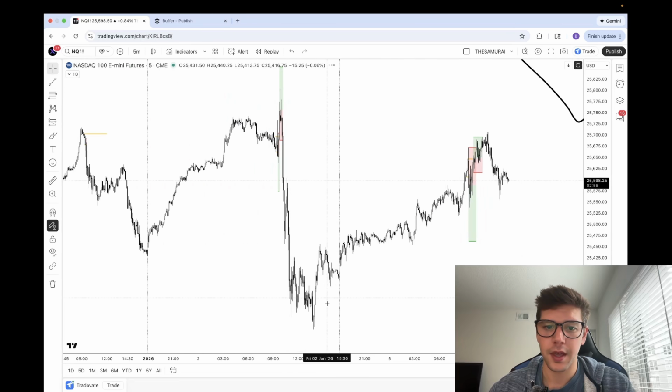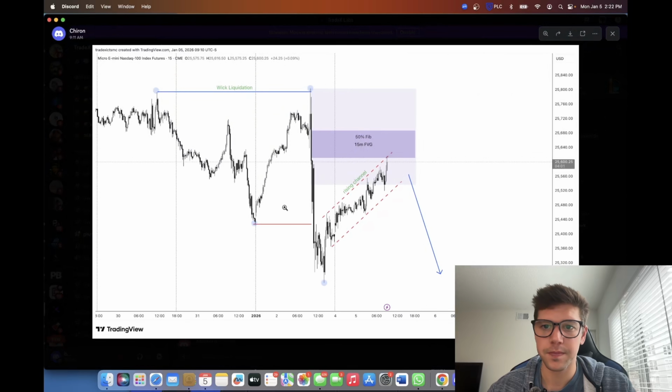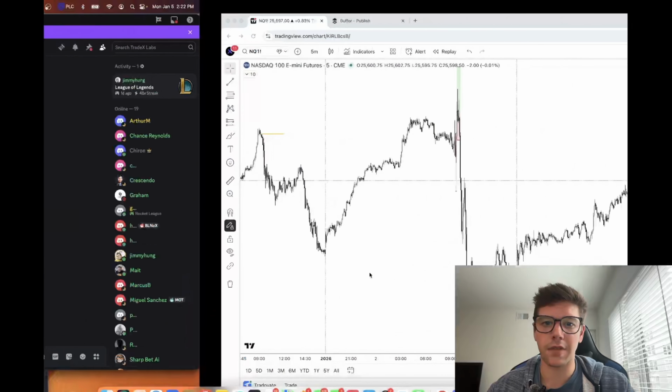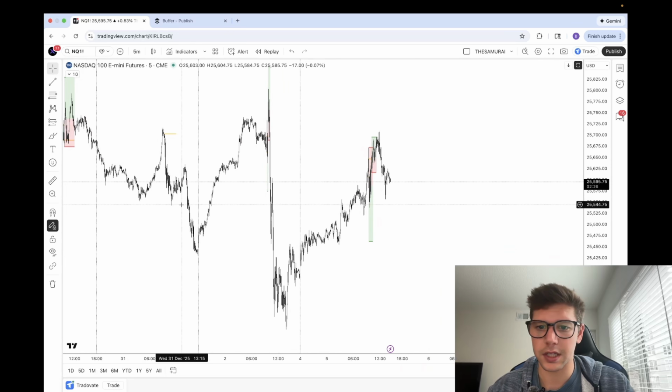First of all, I was putting in to the community this morning, right? I said we had this wick liquidation right here. We had this break of structure from Friday as well that was really clean. I then drew my Fibonacci high to low. I saw this rising channel into this Fibonacci level. Then I also saw this 15-minute fair value gap. Analysis is pretty clear.